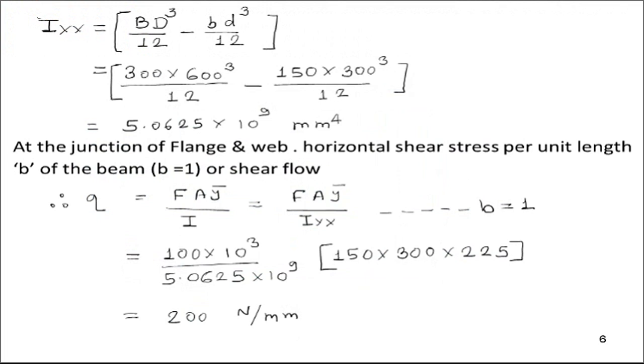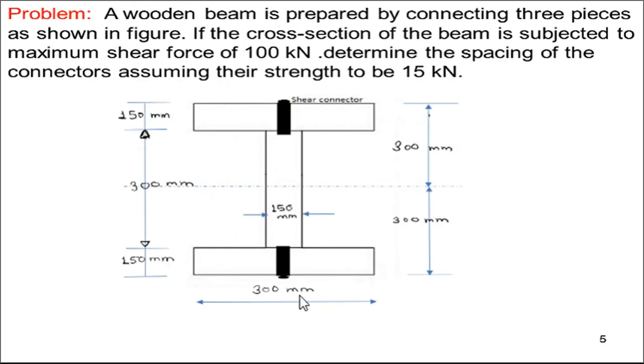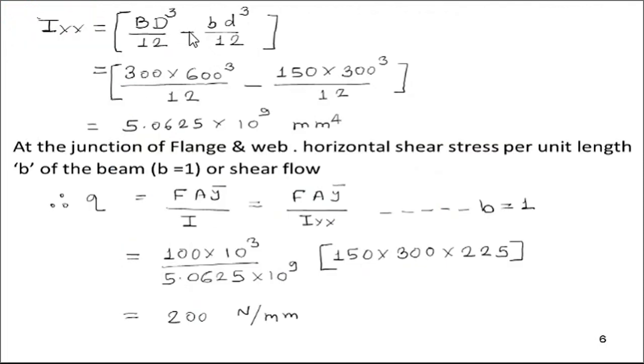You know how to determine the moment of inertia for an I section. It is BD cube by 12 minus bd cube by 12, where capital BD is the whole section, and small bd is the remaining portion or empty spaces on the two sides, which you have to subtract. So just use this expression and put in the values from the figure: 300 multiplied by 600 cube divided by 12 is the total section, and you subtract the empty space, so that you get the moment of inertia of the I section.